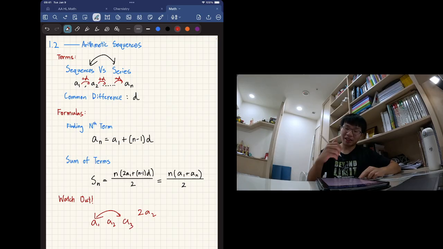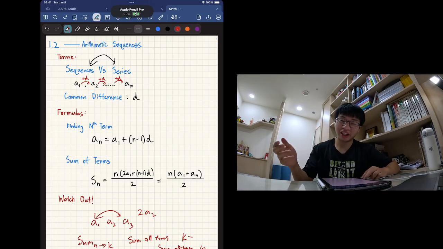And another thing is if you want to find the sum from the nth term to the kth term, you want to take the sum of all terms up to k and subtract the sum of all terms up to n. That gets you the sum of all the values from n to k, because you're taking everything up to k and subtracting everything before n. So be sure to include n as well.